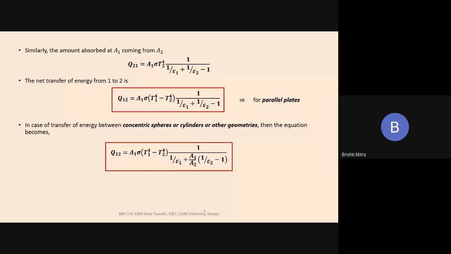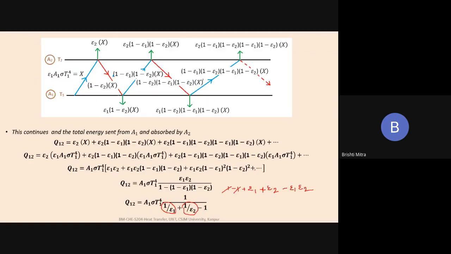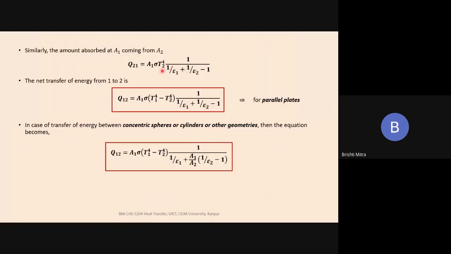So similarly, if I am talking about the amount of energy absorbed at 1 coming from 2, what is it once again? Whatever is coming from 2, that means coming from here. Let me get my pointer. Remember what I'm talking about. Here it was whatever was absorbed on this plate, that means whatever was coming from 1, falling on 2 and getting absorbed. Now we are talking about whatever is coming from 2, falling on 1 and getting absorbed. So we are summing these terms up.